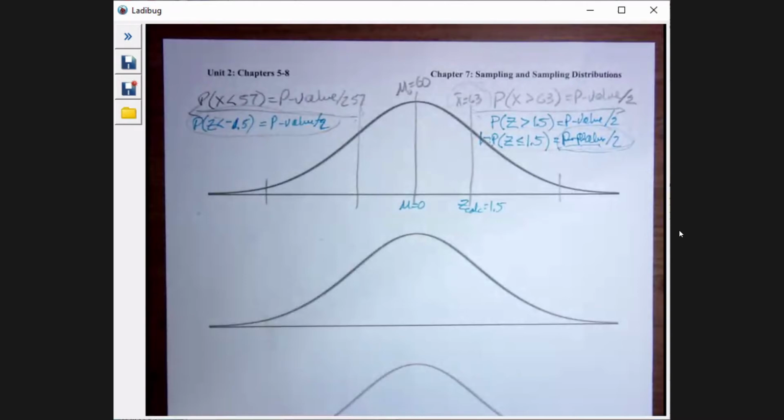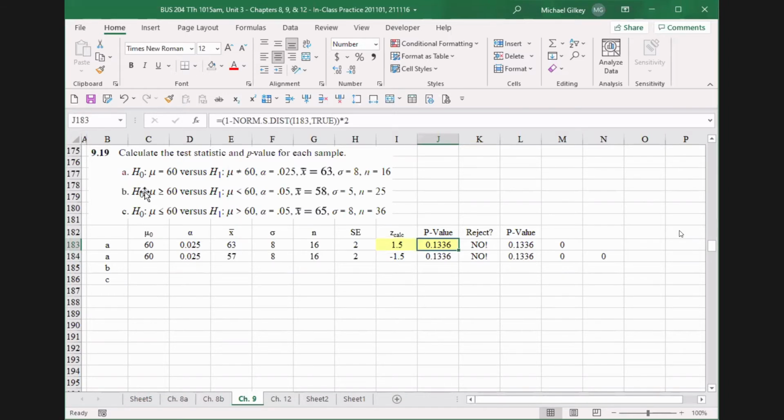Ready to go on? Yeah. Okay. So B, the null hypothesis is that the mean is greater than or equal to 60. The alternative is that it's less than 60. Is this a right-tailed, left-tailed, or two-tailed test?